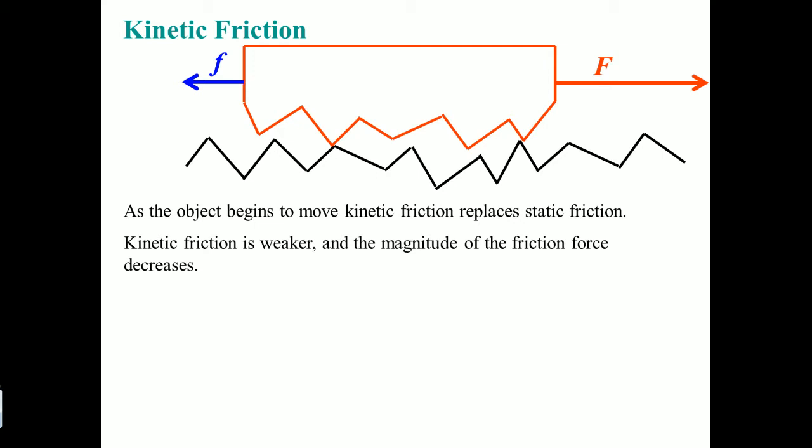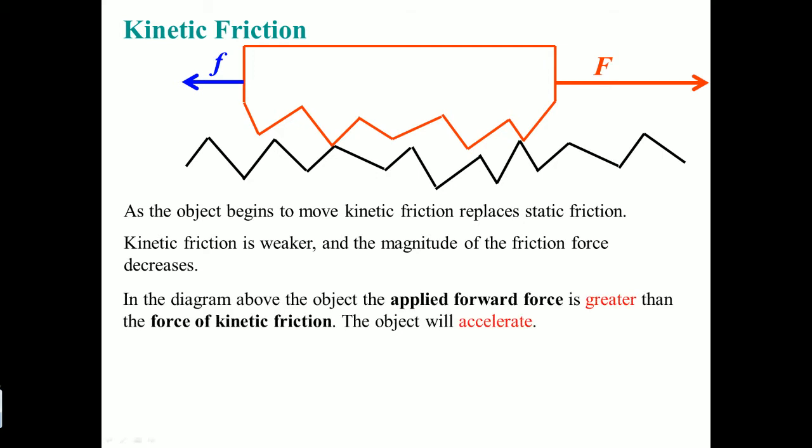As the object begins to move, kinetic friction does replace the static friction. The kinetic friction is weaker, and the magnitude of the force of friction decreases. In this diagram above, the force applied forward to the right is greater than the force of friction, which is to the left. The object would now accelerate. Look at the arrows. You see there are more arrows going to the right, so the object is going to move.